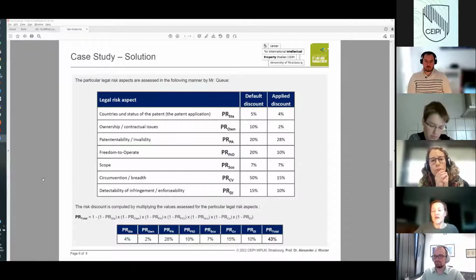So when we add these discount rates and multiply them, we end up with a total risk value of 43%. And with regards to the total calculation of the patent portfolio value, I will hand over to my colleagues to give a complete overview of the patent portfolio valuation.